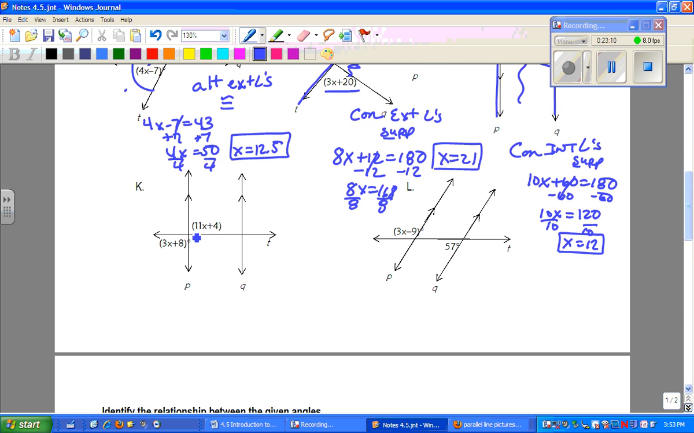Finishing it up, we have K. Looking at these two lines are the ones that are there. We're not even looking at this group. But what kind of angles are these? They're right across from each other. So we know that they're vertical angles. And what do we know about vertical angles? They're congruent. So 3x plus 8 is equal to 11x plus 4, minus the 3x over.